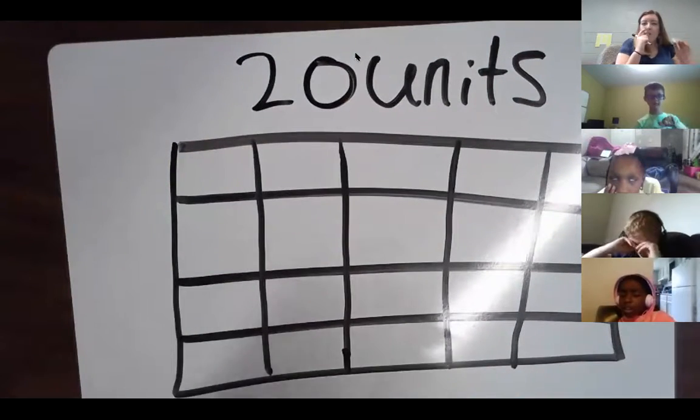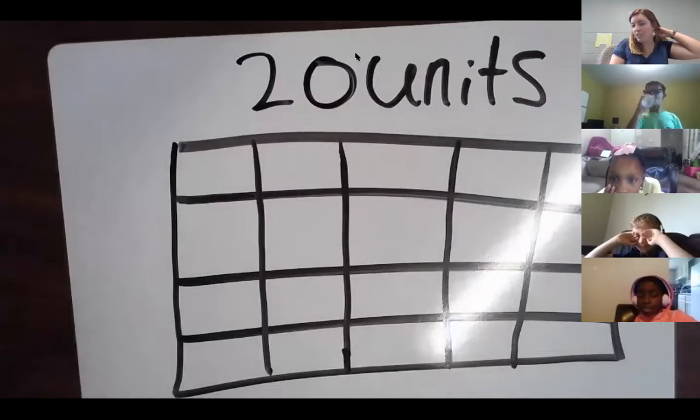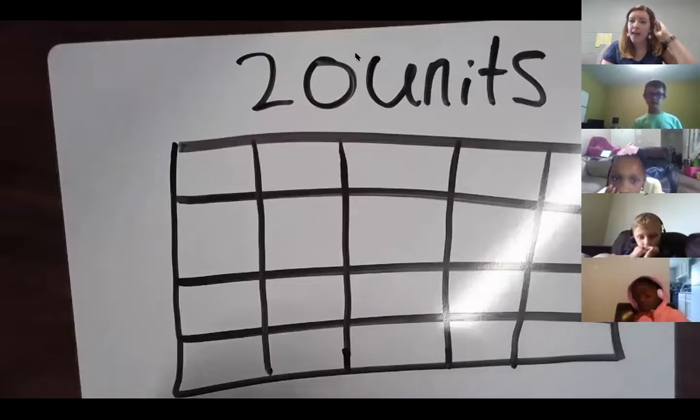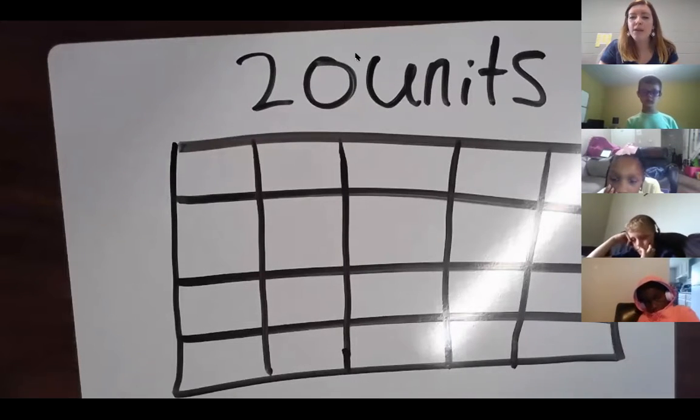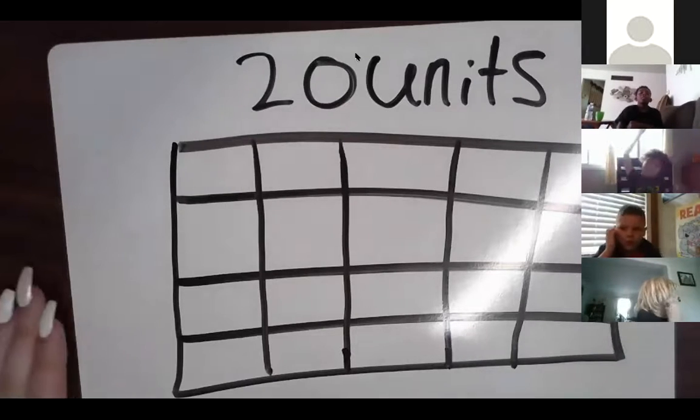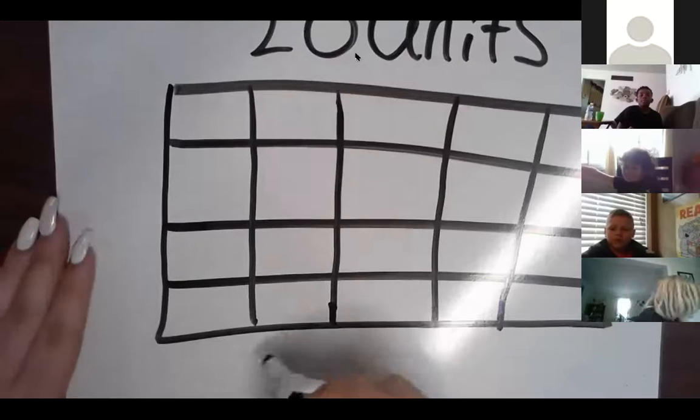All right, so what I'm going to do right now is double check how many columns and rows I have. How many columns are there in this array? Who can raise their hand and tell me? Kevin? 1, 2, 3. Yep, there are 5 columns.